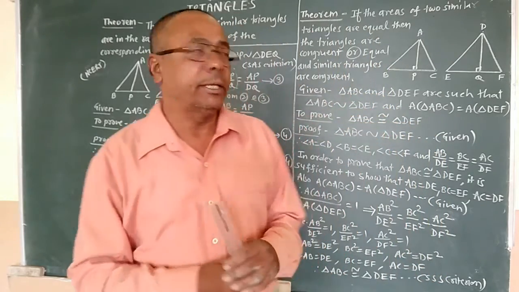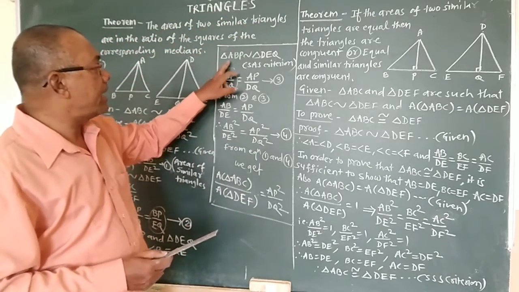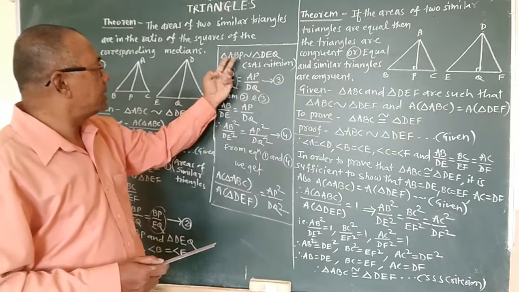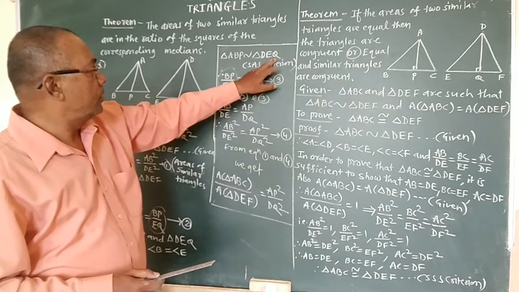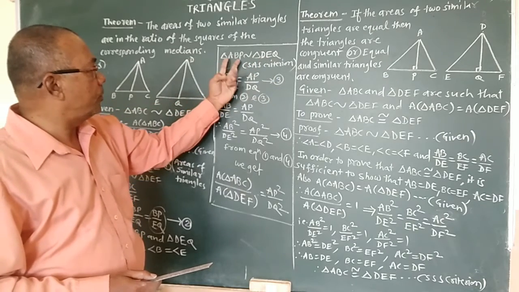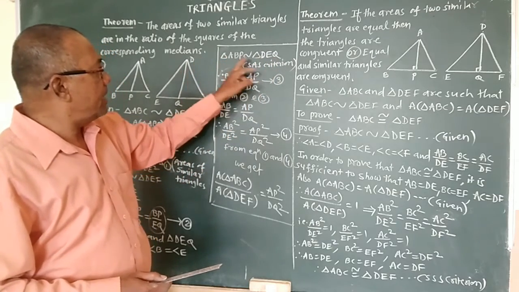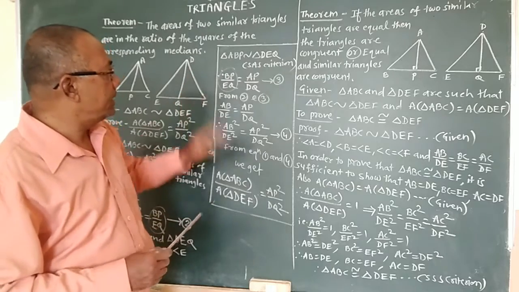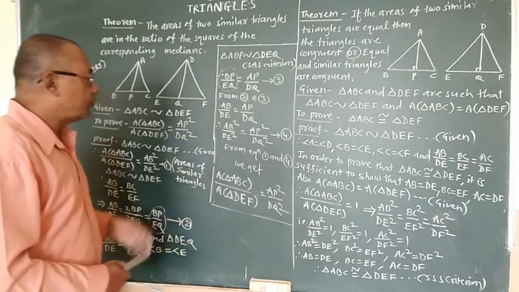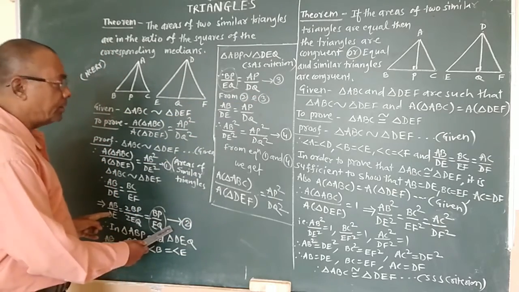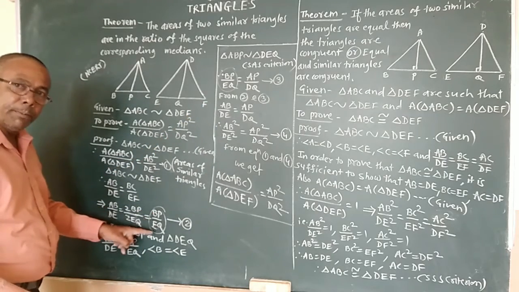Here we have taken SAS criteria, and if the two triangles are similar, then we can write that corresponding sides are proportional, that is AB upon DE is equal to BP upon EQ, equal to AP upon DQ. But AB upon DE we have not considered here, only BP upon EQ is equal to AP upon DQ, and that is equation number 3. Now from equation 2 and 3, here BP upon EQ is there, here also BP upon EQ is there.